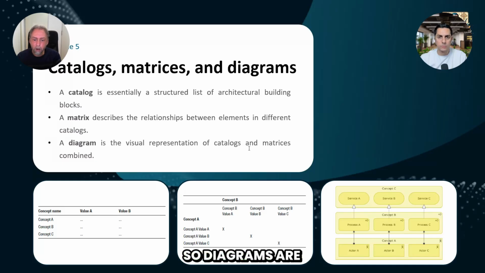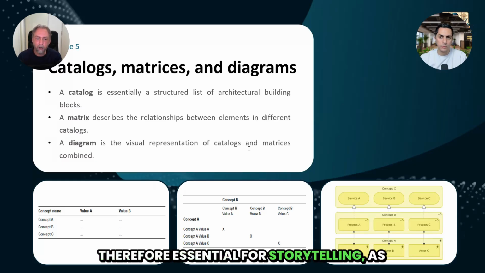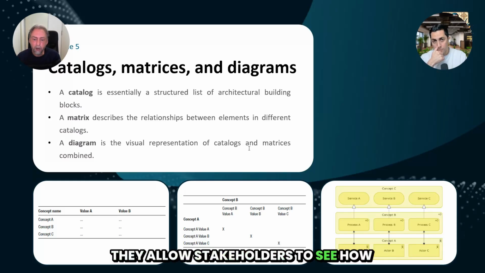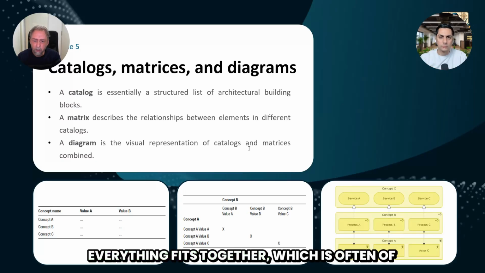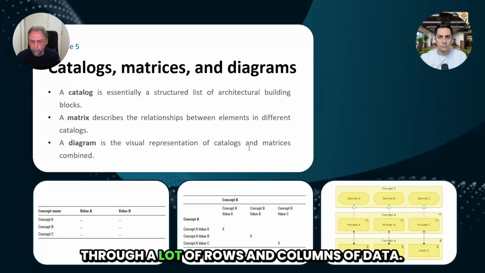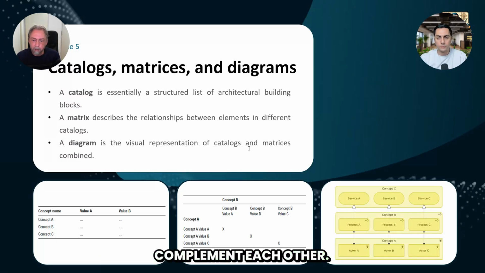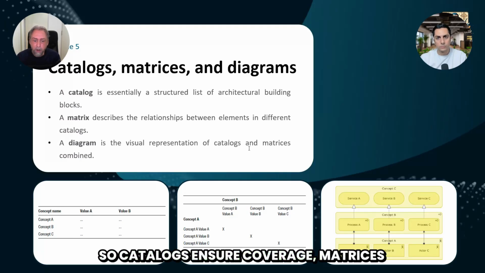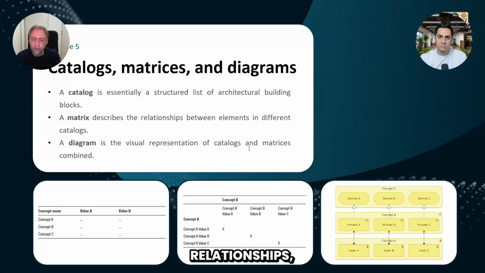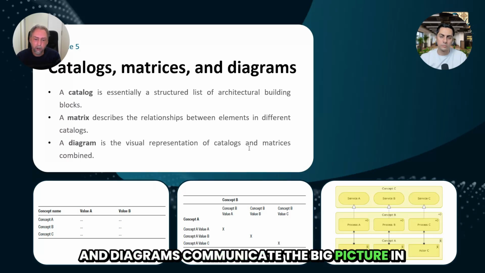So diagrams are therefore essential for storytelling, as they allow stakeholders to see how everything fits together, which is often, of course, much easier to grasp visually than through a lot of rows and columns of data. So all three are necessary because they complement each other. So catalogs ensure coverage, matrices provide analytical depth by showing relationships, and diagrams communicate the big picture in an accessible way.